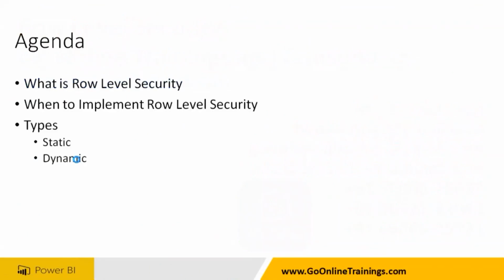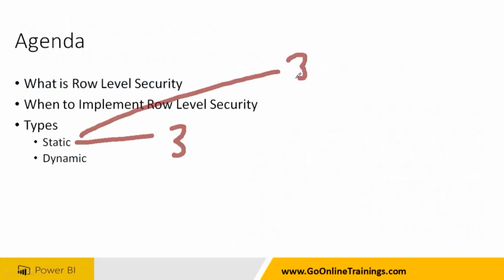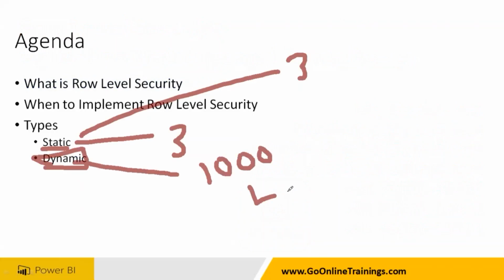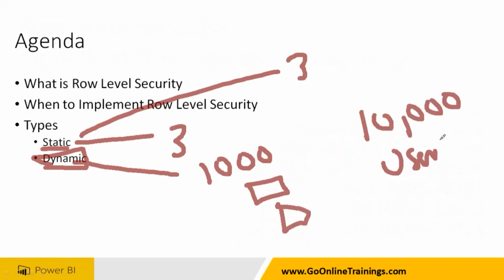Now tomorrow we'll talk about dynamic row level security. Dynamic means when you have a big number of people. I have three cities and only three users, so I can easily give the permission. But tomorrow I'm talking about 1,000 reports, and I have 10,000 users. So can I create it like this? I'll go mad. Definitely, I will not be able to do it like this.